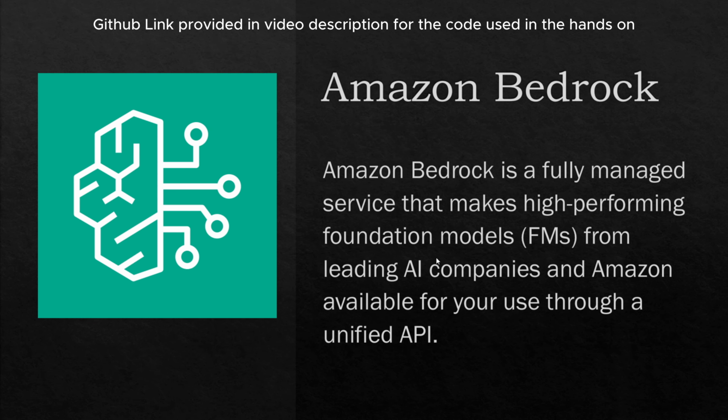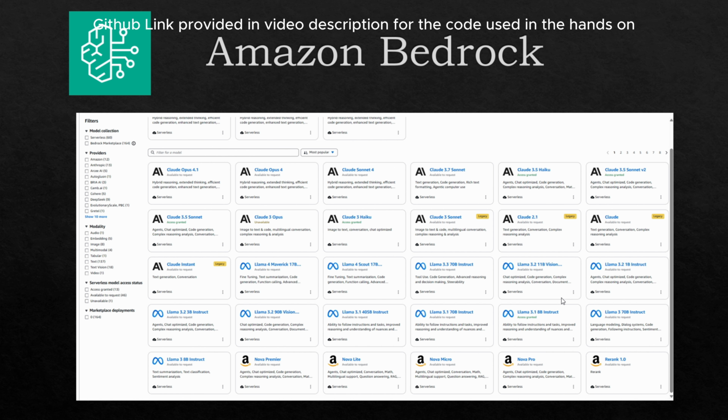Now, before we move on, let's first talk about what Amazon Bedrock is. Amazon Bedrock is a fully managed service that makes it easy to build and scale generative AI applications. It helps you get access to high-performing foundation models from leading AI companies and Amazon through a unified API. So the key idea is simple. You get access to a wide range of foundation models from different providers like Anthropic, Cohere, AI21, Meta, Stability AI, and of course Amazon's own Titan models. And you can access them through a single API without worrying about infrastructure management.